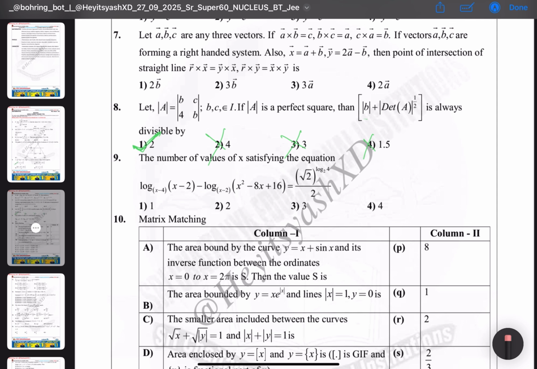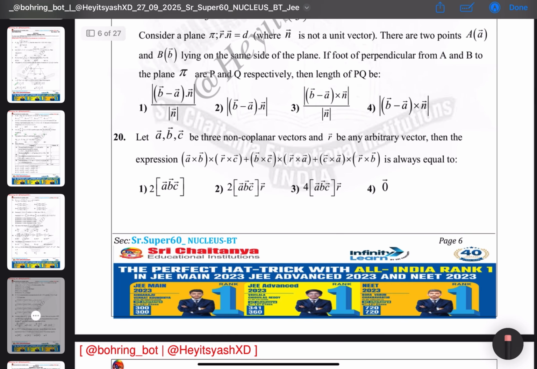Okay, moving ahead. These kind of questions are usually pretty easy. So a, b, c are three non-coplanar vectors and r bar is any arbitrary vector. If you are given this kind of question, you can easily put some values for a, b, c. Let us say a bar is equal to i cap, b bar is equal to j cap, c bar is equal to k cap. There will be authentic solutions for this, but I'm just showing you how to solve the paper. And let us say r bar is simply r bar.